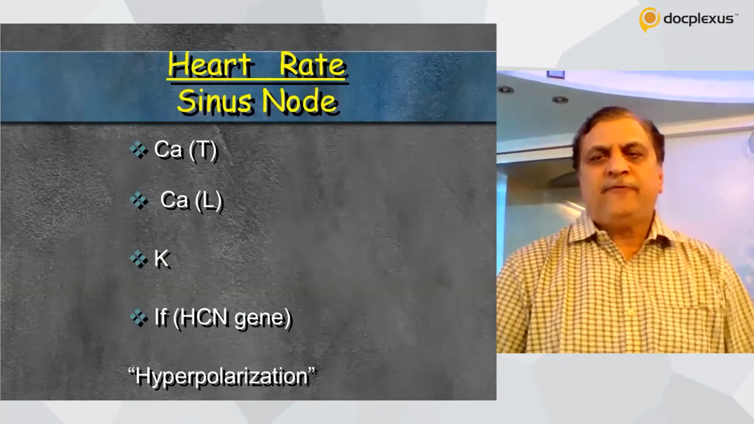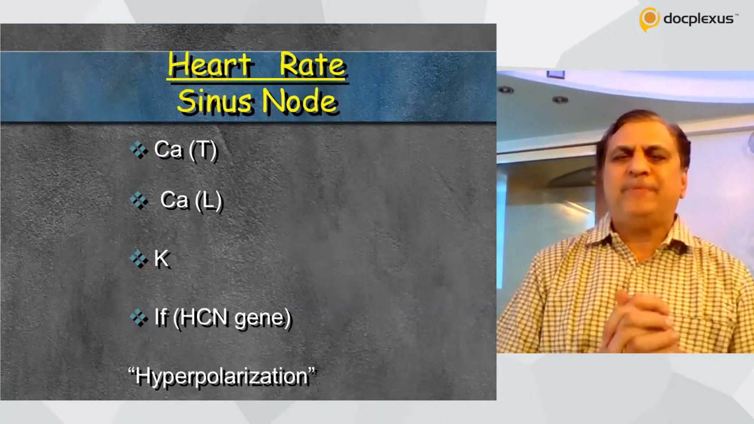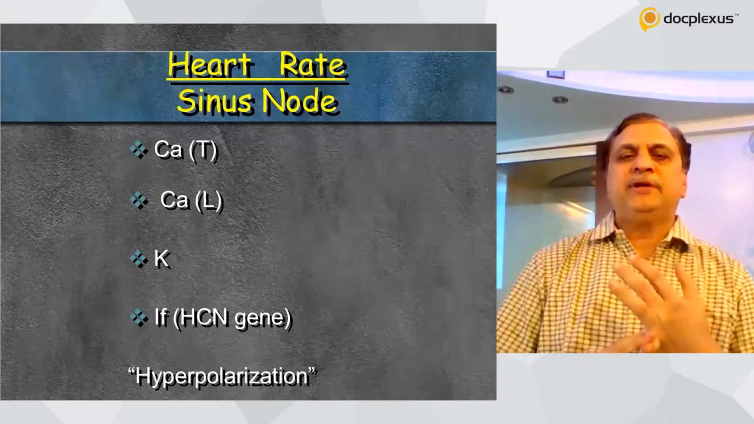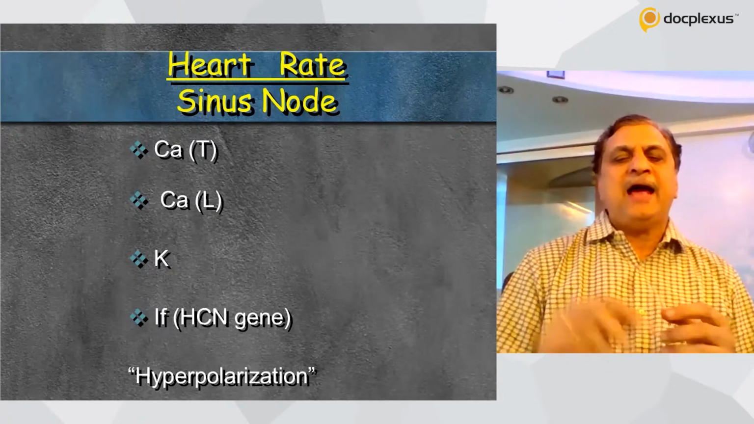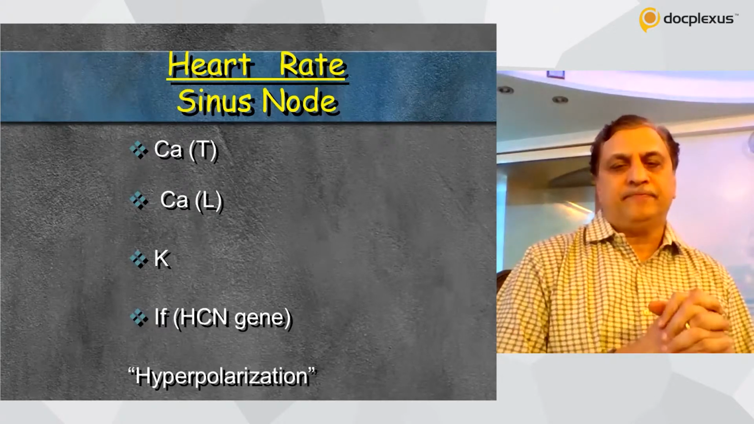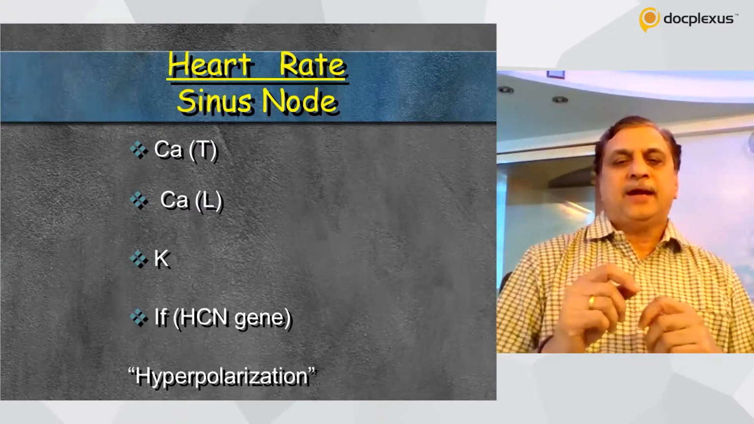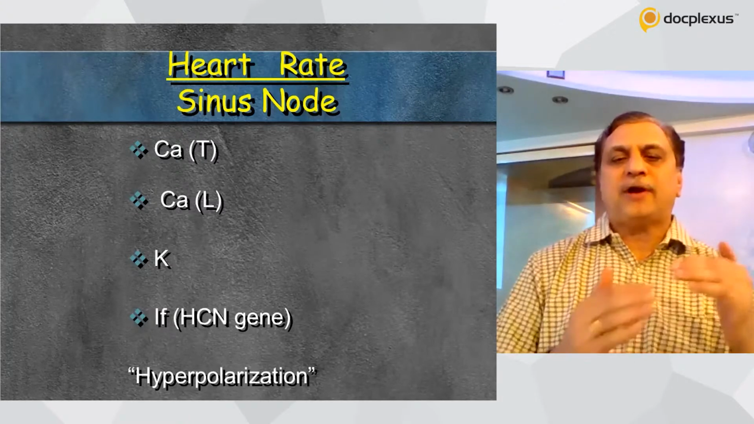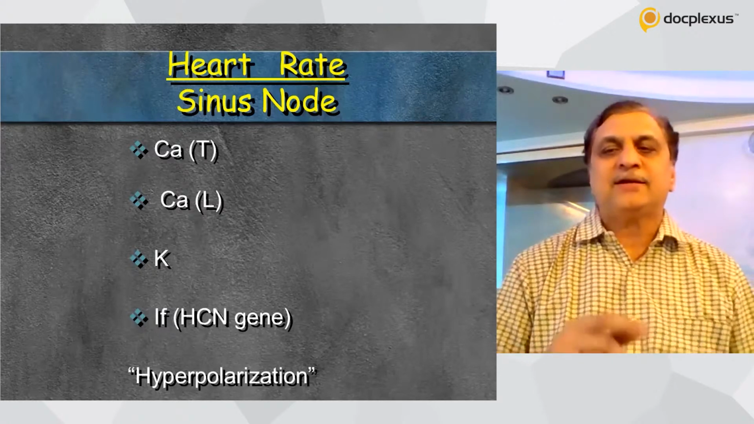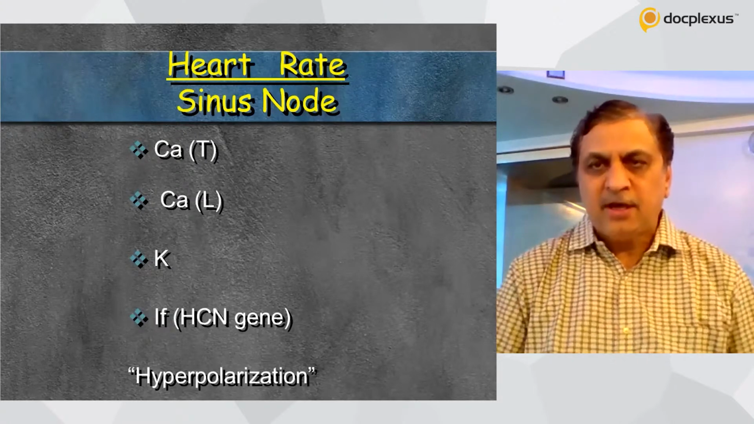Now, if you see heart rate, remember it's the sinus node. You all know this. I'm just showing you a basic slide. In the sinus node, there are 4 channels: calcium T, calcium L, potassium, and IF, small f, which is dominated by the HCN gene. Now, this actually decides your heart rate. And phase 4 of the sinus node is called hyperpolarization. That means it comes earlier than all other tissues. And that is why the sinus node is the initiator of your pulse or your heart rate. This is just the basic thing you must know.